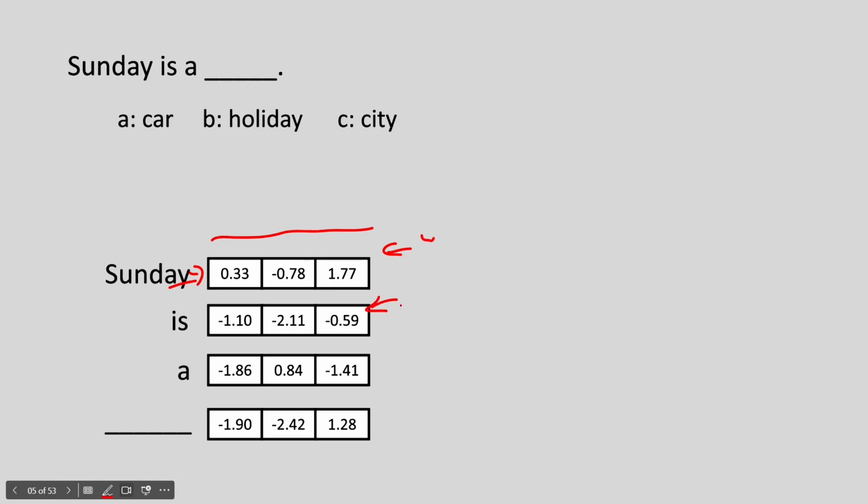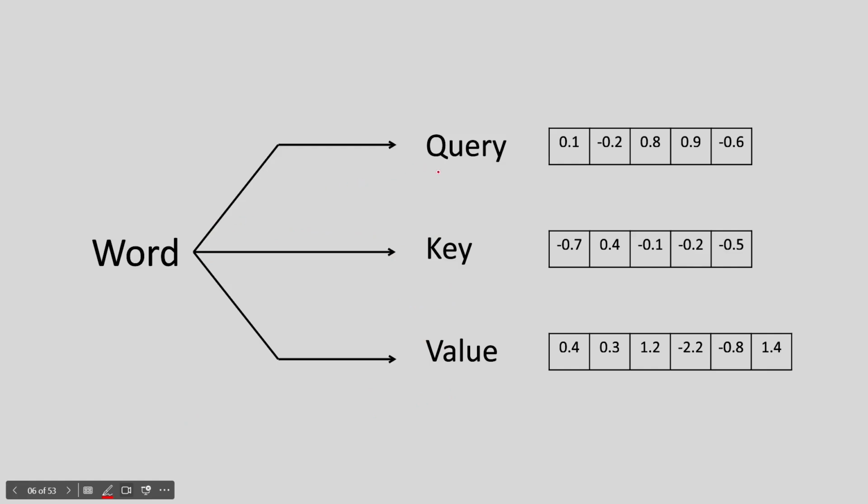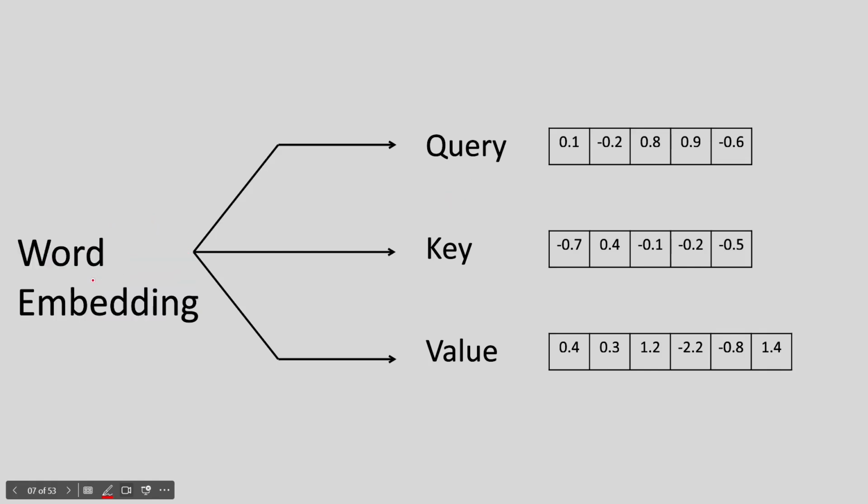Similarly, this is the word embedding for the word "is", and this is the word embedding for this dash. This is the dash that we need to predict. So how will this happen? We have seen that there are three vectors, but instead of a word, you give a word embedding. Why? Because a word is not understood by a computer. Only the embeddings are understood.